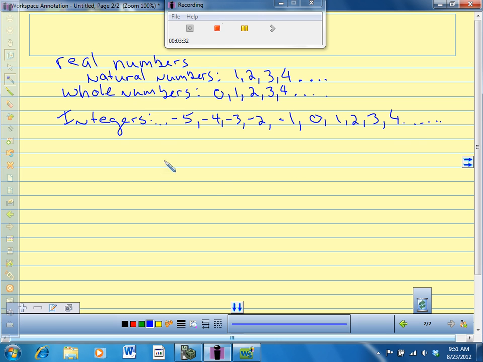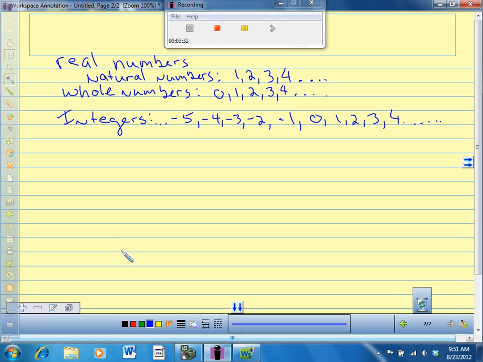Okay? So would -63 be an integer? Yes. Would -63 be a whole number? No, right? Because whole numbers are only 0 and positive.